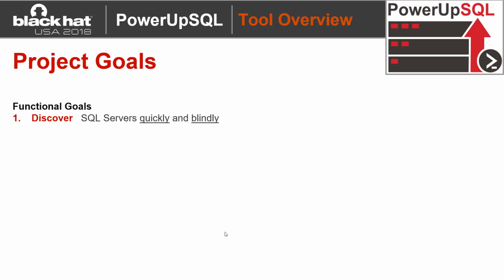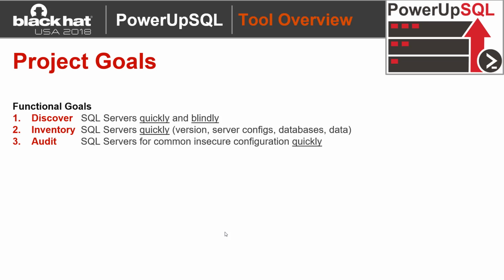So let's start off with functional goals. Once again, you come into an environment as a pen tester, you've never seen the environment before. So you really want to have the ability to blindly discover SQL servers through a number of different techniques. I'll talk about those a little later, but that was the first step in the offensive kill chain, if you will. Next, we want to be able to quickly inventory them. So fingerprint them, understand what the versions are, and if we can authenticate to them, pull down the server configurations so we can start analyzing those for configuration weaknesses. And then also have artifacts that we can analyze offline, maybe during the reporting phase.